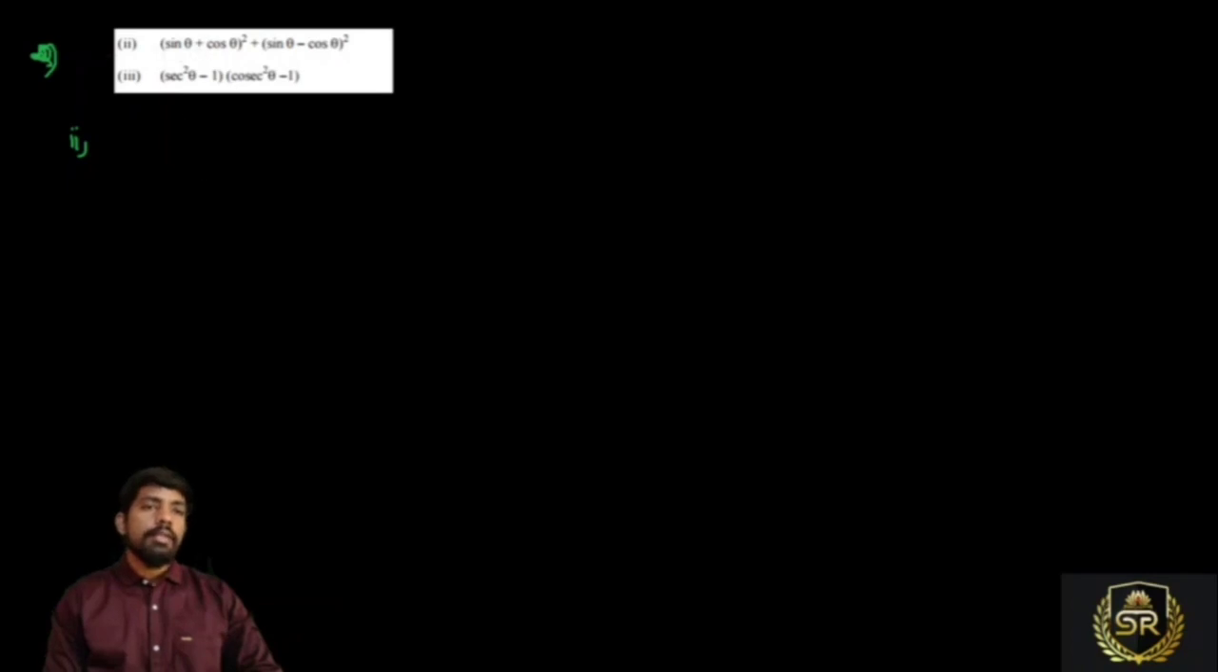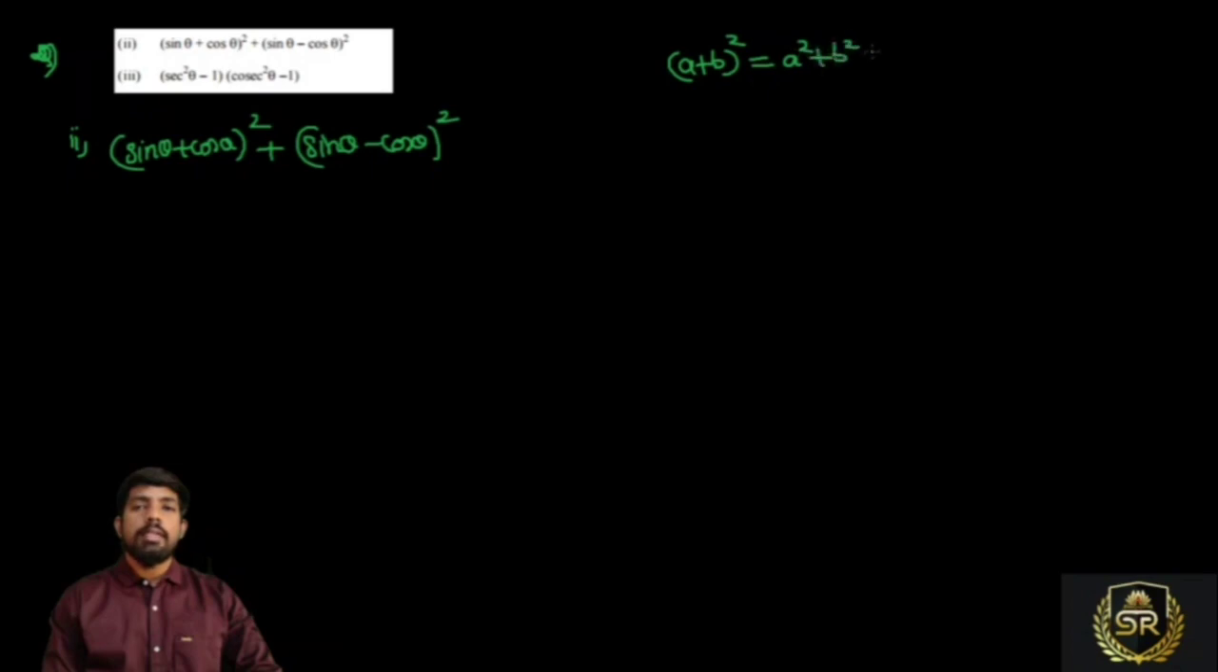Here we have a second question. Evaluate sin theta plus cos theta whole square plus sin theta minus cos theta whole square. We know the a plus b whole square formula: a square plus b square plus 2ab. The a minus b whole square formula is a square plus b square minus 2ab.